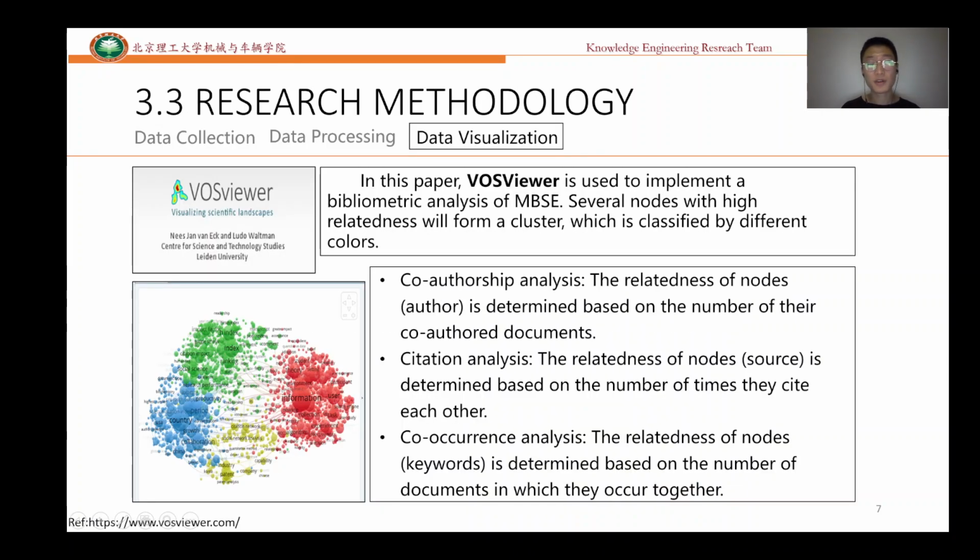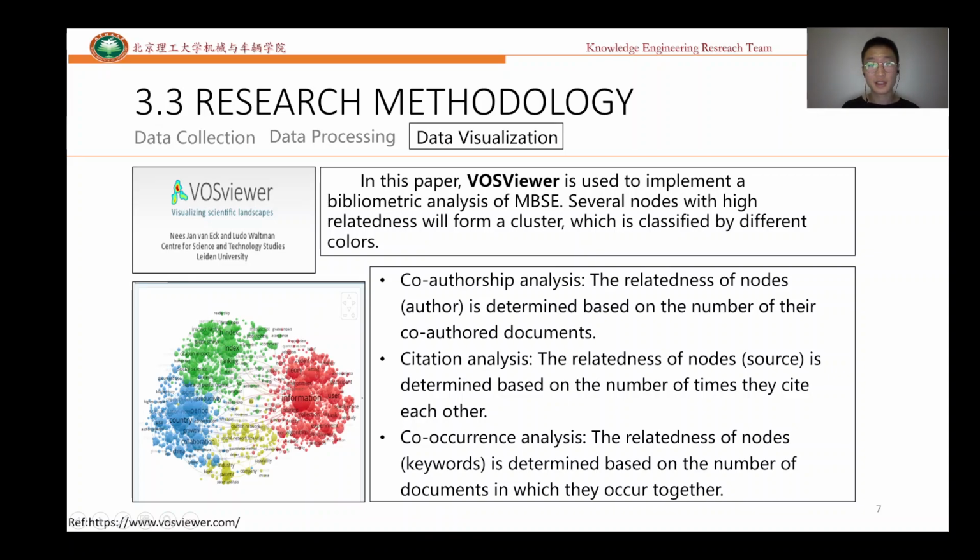In this paper, VOSviewer is used to implement a bibliometric analysis of MBSE. Several nodes with high relatedness will form a cluster, which is classified by different colors. VOSviewer represents the strength of the relationships between nodes, which can be authors, publications, or keywords, by using a distance-based network. We used three methods on the tool.